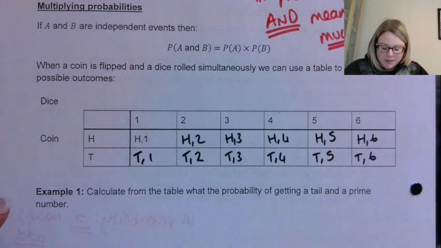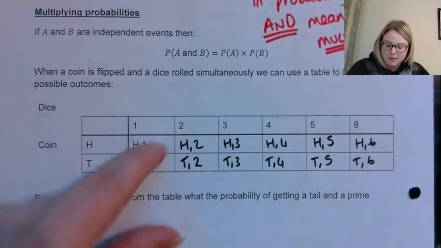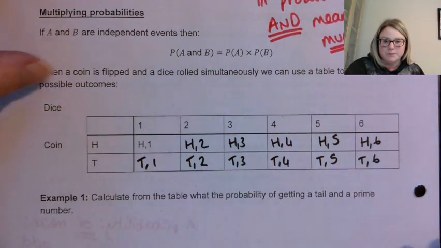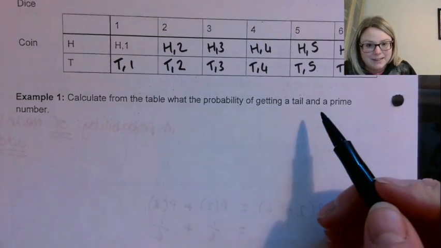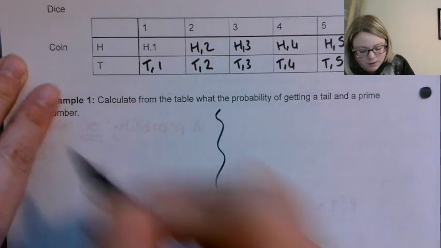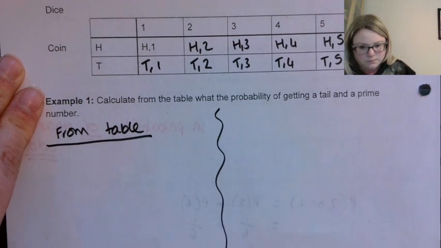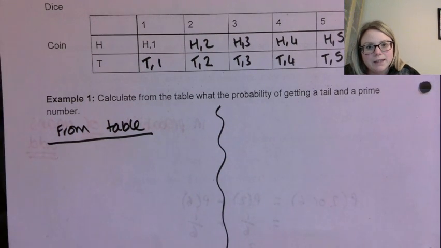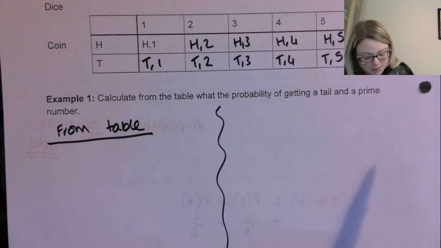So for these examples, I'm going to answer them twice. We're going to do one using the table and then one using this little rule here. Okay, so let's look at the first one. Calculate from the table what the probability of getting a tail and a prime number is. Terribly worded. So let's go from the table here. Now, the way I like to use these tables is to circle the ones that it's talking about. So what's it asking us for? A tail and a prime number. So let's see how many times that appears.